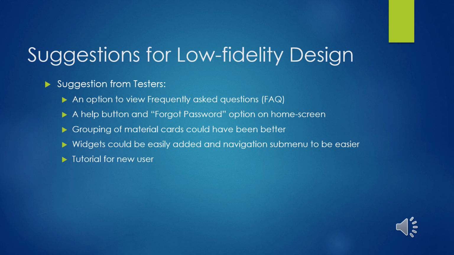There were some suggestions also from the testers while testing the low fidelity designs. They were: 1. An option to view frequently asked questions (FAQs). 2. A help button and forgot password option on the home screen. 3. Grouping of material cards could have been better. 4. Widgets could be easily added and the navigation submenu made easier. 5. A tutorial for a new user. Now all of these suggestions are very valid and they've been taken into account.